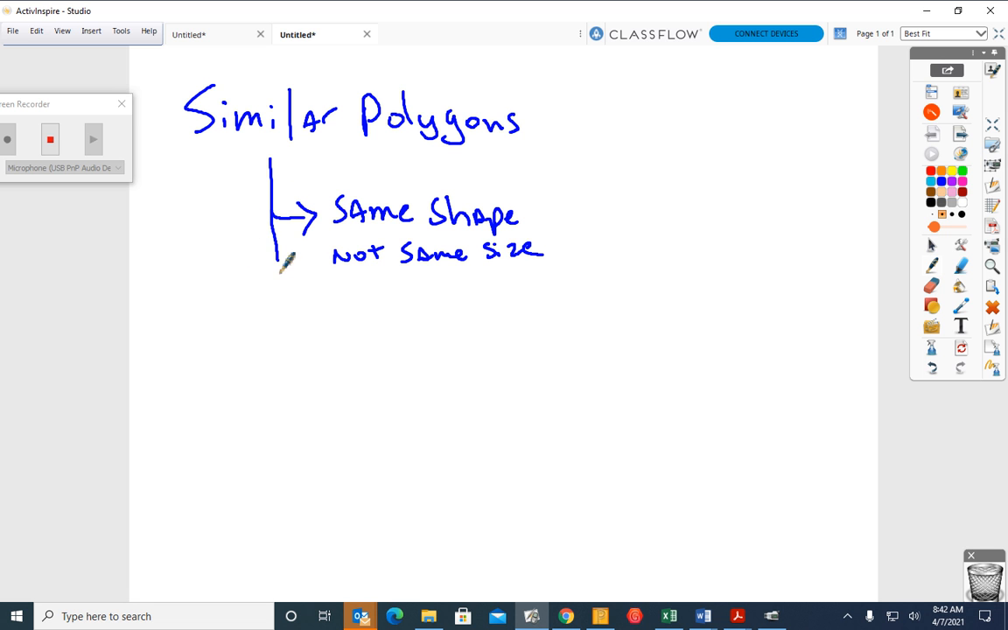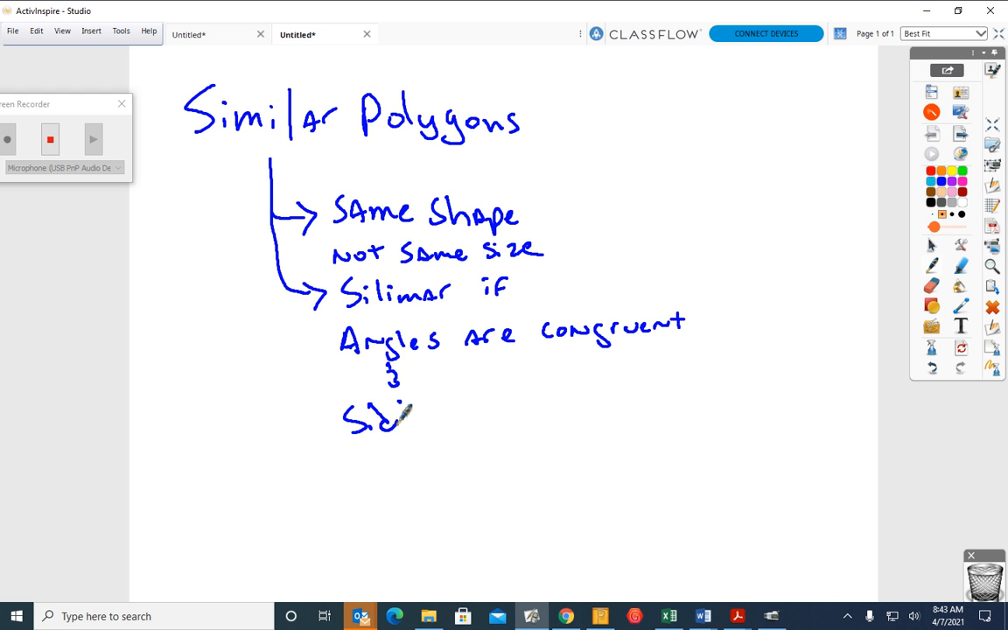Figures are similar if their angles are congruent, and congruent again means what? The same, and sides are proportional. Now, does proportional mean the same? It means equivalent. So proportional means that when I set the sides up as a proportion, they should equal each other. And I can determine that by doing my cross products, right? Okay, so does everybody have this written down?